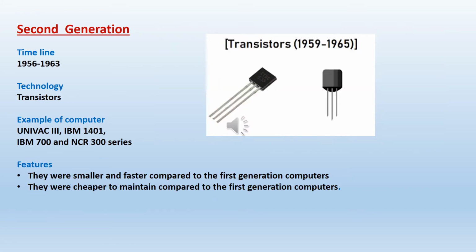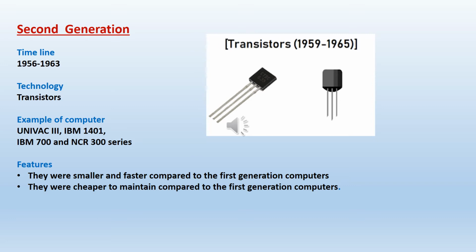Second generation, timeline 1956 to 1963. Technology used: transistors. Examples of computers: UNIVAC 3, IBM 1401, IBM 700 and NCR 300 series. Features: they were smaller and faster compared to the first generation computers. They were cheaper to maintain compared to first generation computers.